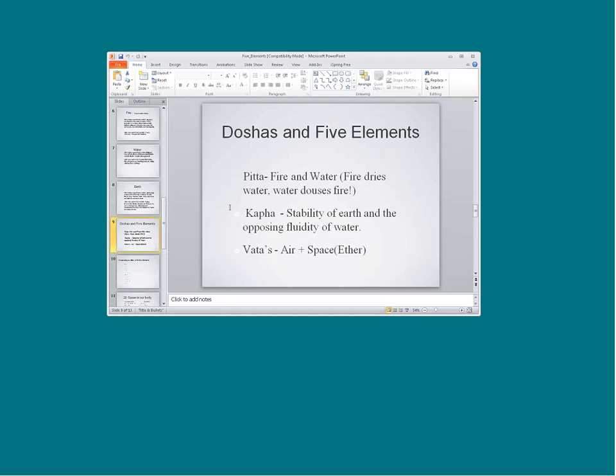Now, let's talk about the 5 elements and the 3 doshas. So Pitta is a manifestation of fire and water. So there's this balance where fire can dry water, water can douse fire. So there's a natural balance between fire and water. Kapha combines the stability of earth and the opposing fluidity of water. And Vata combines air and space.